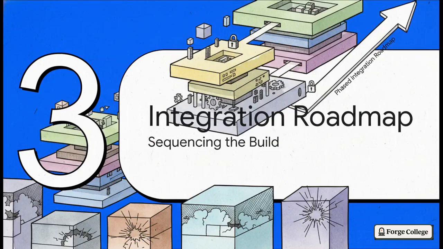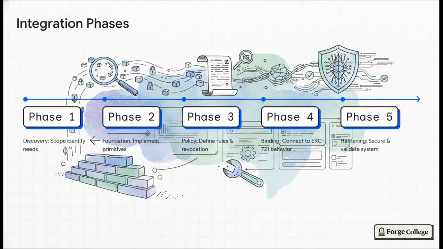Okay, Section 3, our phased integration roadmap, where we actually sequence the build. The absolute golden rule here: you must test your primitive layers completely before you ever bind them to token behaviors. This minimizes the blast radius of any mistakes you might make. Think of this timeline like a weekly developer sprint. You start with scoping your identity needs in the discovery phase, then foundation, where you implement primitives. Next up is policy and revocation, followed by application binding, and you cap it all off with automated tests and hardening. Seriously, never, ever jump to binding before your foundation is rock solid.